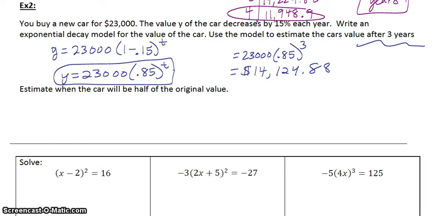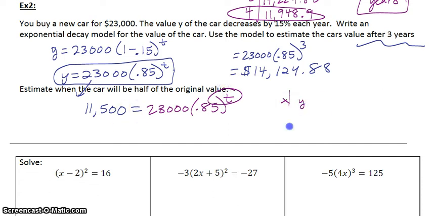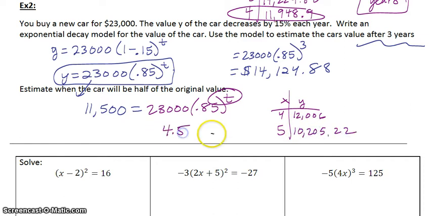Okay, and part 2, we're going to estimate when the car is going to be half of the original value. So half of the original value, half of 23,000 is 11,500. So now we're going to do the same process we did earlier, where we're going to do some guessing and checking action and try to figure out approximately what t is to get 11,500. And we know it's not going to be 3 because we already tested that. So go ahead and test a few things here. What ends up happening is it's somewhere in between 4 and 5. So we're going to approximate that as 4.5 years.